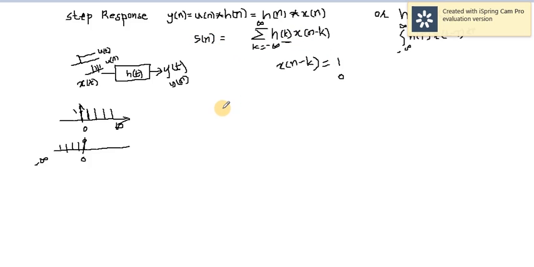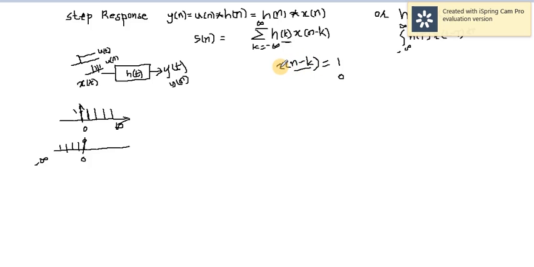So what is this x of n minus k? We know that it is n minus k. k is nothing but the variable, and n is whatever value we take, which decides how our x of n minus k is located. If n is positive, it will be moving to the right side. If n is negative, the signal is going to shift to the left side. So the first and foremost thing is this x of n minus k, this n minus k term.